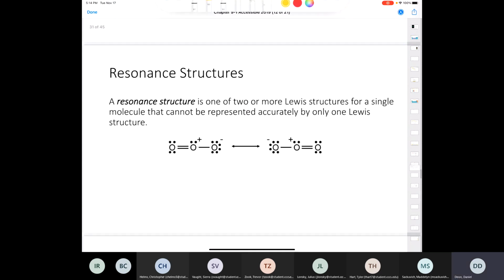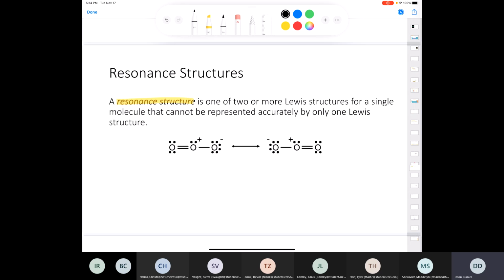Now, resonance structures are defined here. A resonance structure is one of 2 or maybe more Lewis structures for a single molecule that cannot be represented accurately by only one Lewis structure. If you think about electrons, electrons are really high energy. Electrons, if they can move, they will. Like I told you last time, you know, I like to move it, right? Electrons like to move. So the bottom line is this. If electrons can move, they will.